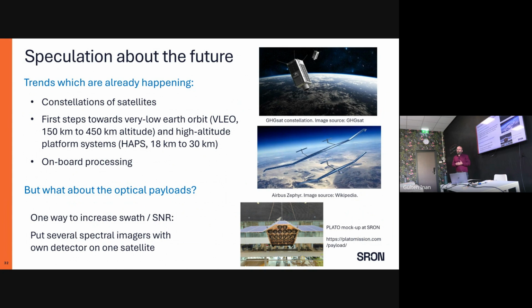So what I could imagine is that we will do things like in this example, here's a mock-up of Plato. Plato is an astronomical mission. We calibrated at SRON a few of those cameras, so we might just put lots of cameras or detectors, each with their own detector, on the same platform. This is something to maybe scale our instruments better.